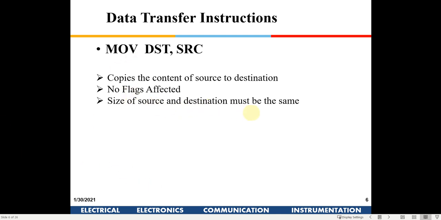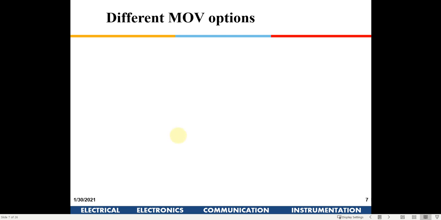The size of the source and the destination must be the same. You cannot move 16 bit data into an 8 bit register. That is known, right? So you cannot do that. The size of the source and the destination must be the same.